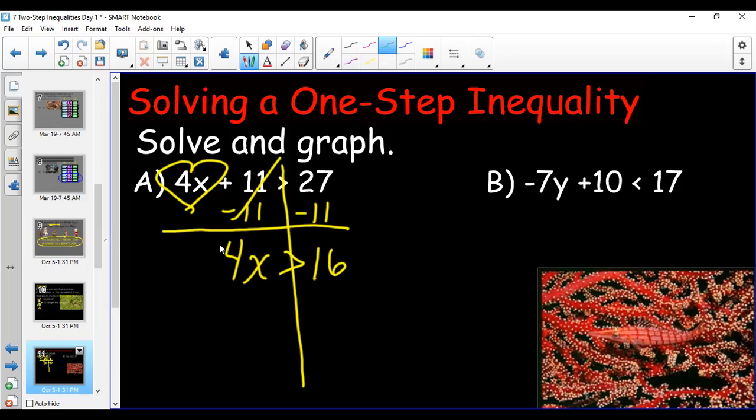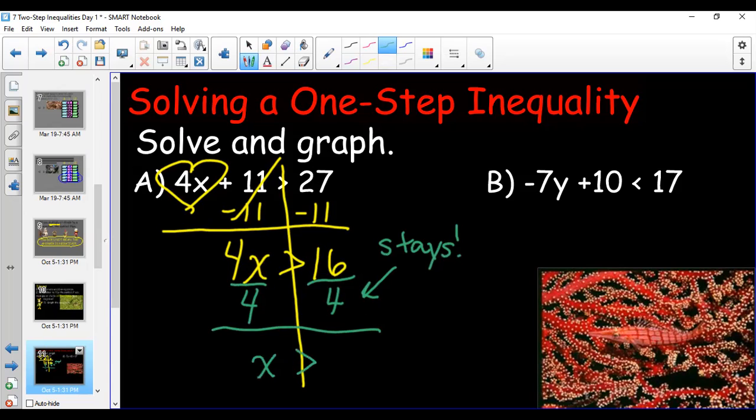All right, now I have to get rid of the 4, split up your happy couple. I'm going to divide by 4. Now, since I am dividing by a positive number, if we divide by a positive, the inequality stays the same. If I would divide by a negative, that's when it flips. So since it was positive, we're going to get x is greater than 4, stays the same.